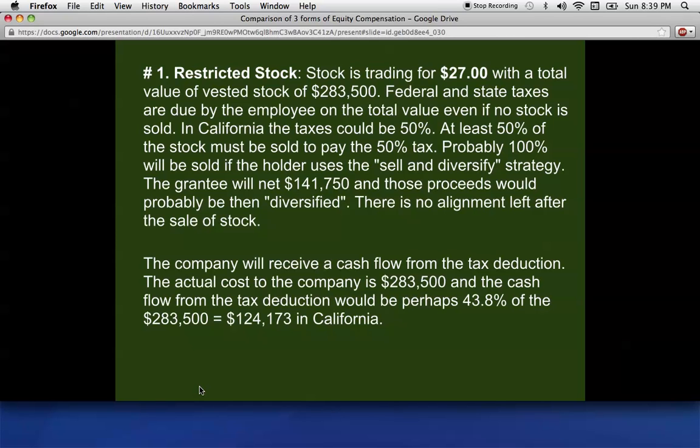The company will receive a cash flow from the tax deduction. The actual cost of the company is $283,500, and the cash flow from the tax deduction would be perhaps 43.8% of the $283,500, which is $124,173 in California.